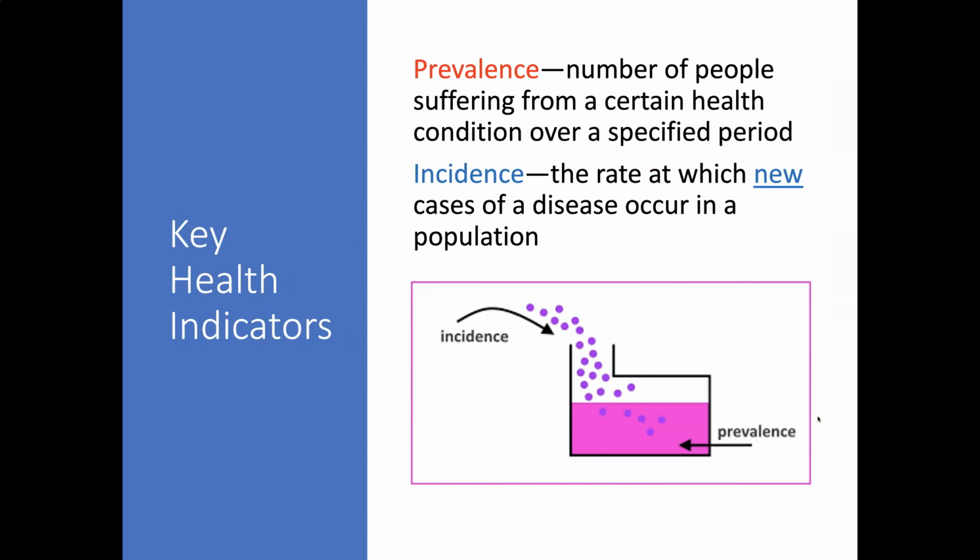Other ways, you may have learned about this already, but we see this a lot in global health, looking at the prevalence and the incidence. So again, prevalence is the number of people suffering from a health condition during a specific period. So it's all those people. And then incidence is the rate at which there are new cases. So incidence relates to those new cases of a disease. And so typically, if we're doing some really great global health efforts, we would hope that the prevalence would decrease and the number of new cases would decrease as well.